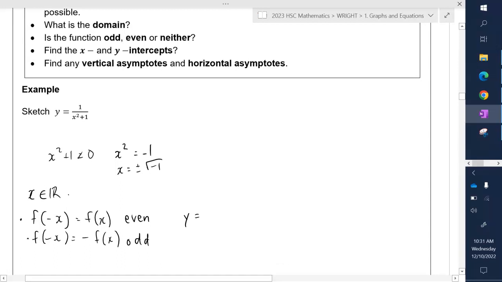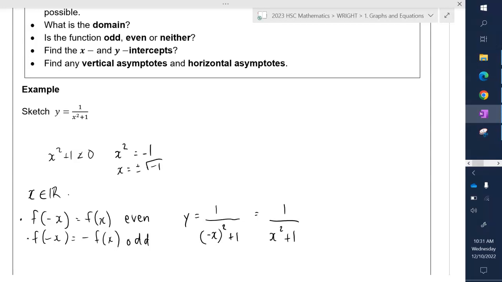So y is going to be equal to 1 over minus x all squared plus 1, which is equal to 1 over, anything that's negative squared is itself squared. So minus x squared is going to be x squared plus 1. So what we end up with is it equaling f of x. So this means this is an even function. So that helps us as well. We know we've got all of x in our domain and we know that it's even. So it's going to reflect about the y-axis. So just write that in. That's what even means.